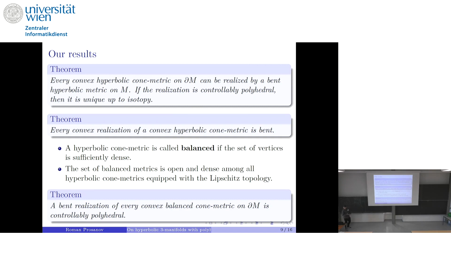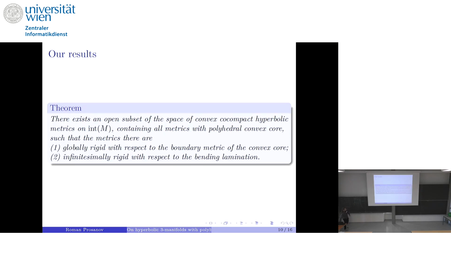All right. Another outcome is a partial progress towards conjectures of Thurston. So I can show the following. If I fix some topology and I consider all convex compact hyperbolic metrics up to isotopy, then there exists a big open subset. This subset contains all metrics with polyhedral convex cores. If Thurston's conjectures are true, then this subset is dense, so the density of the subset depends on the resolution of the whole conjectures. And I can show that convex compact metrics in this subset are uniquely determined by the induced intrinsic metric on the boundary of the convex core, and they are infinitesimally determined by the bending deformations.